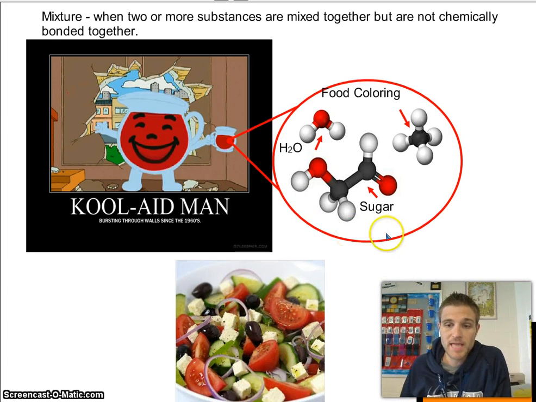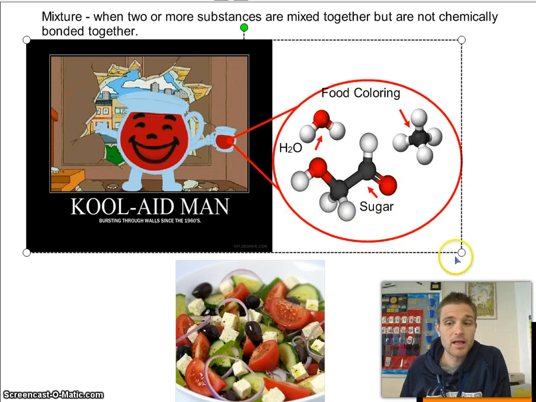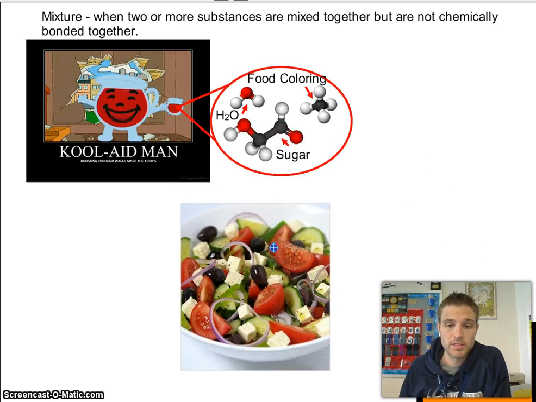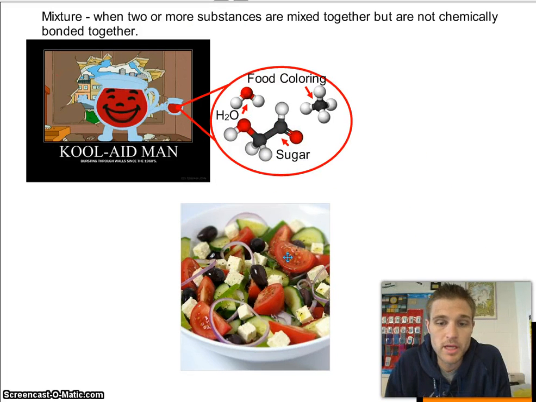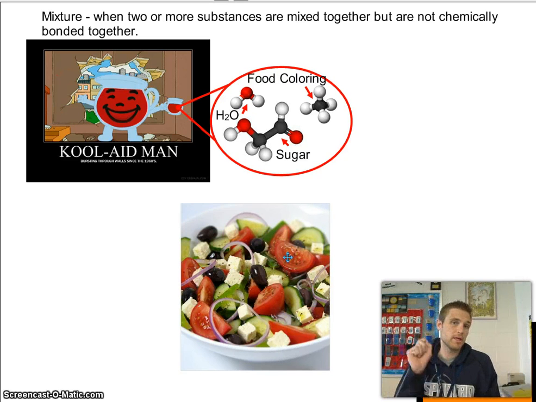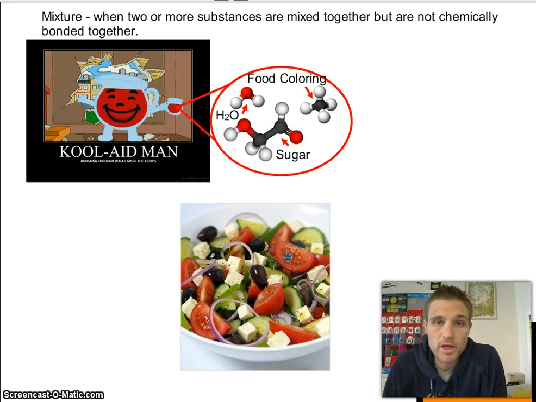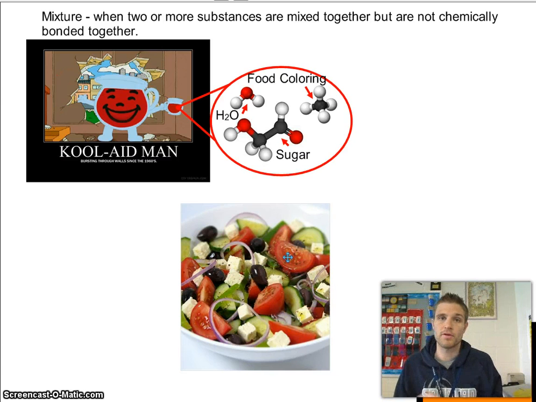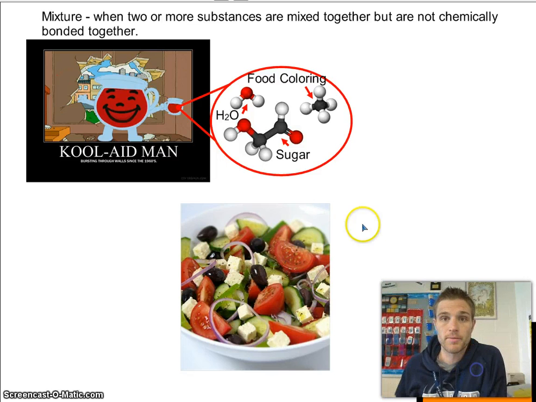Now, if we look at salad, on the other hand, you can tell the different parts. You can see where the tomatoes, the olives, the onions, and lettuce and cheese are. So say I did not want cheese, I could very easily just pick the cheese out of my salad. Whereas in the Kool-Aid Man, if I didn't want food coloring anymore, it'd be a lot more difficult for me to separate. I could still do it, but it'd be a lot more difficult.